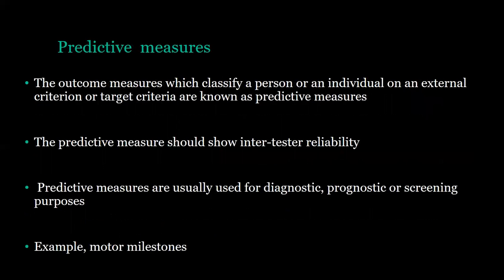Predictive measures are the class of outcome measures which classify a person or an individual on an external criterion or target criterion. They show intertester reliability, and predictive measures are usually used for diagnostic, prognostic, or screening purposes. For example, motor milestones used in pediatrics. They are predictive measures. They tell you what is going to happen. They prognosticate.